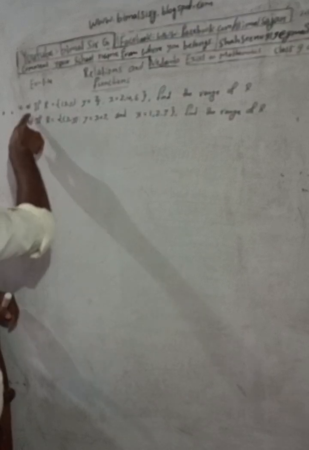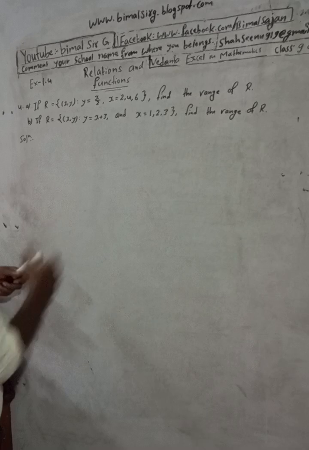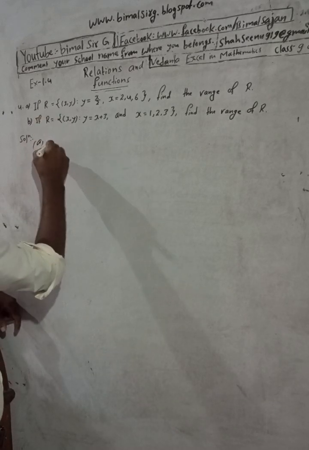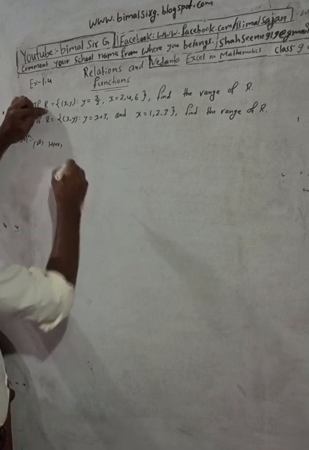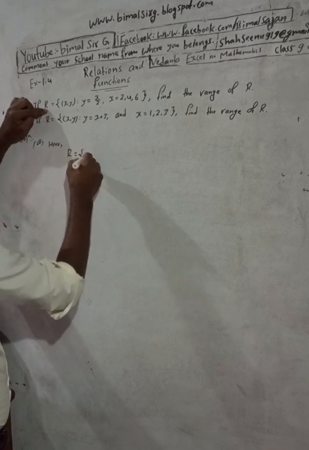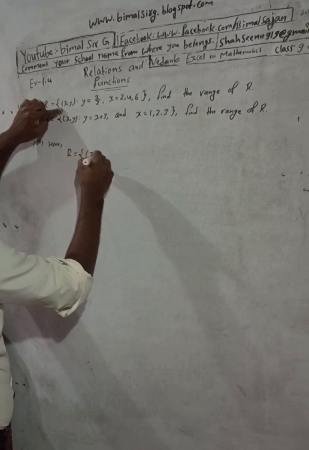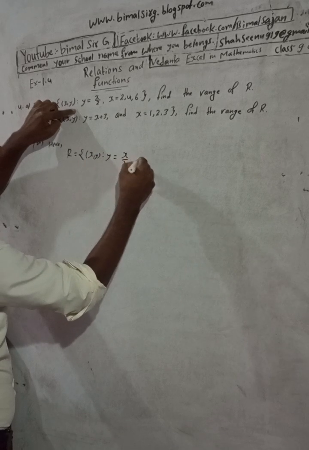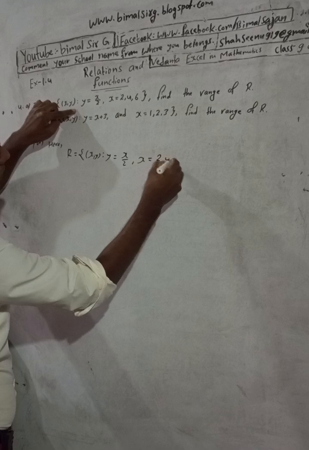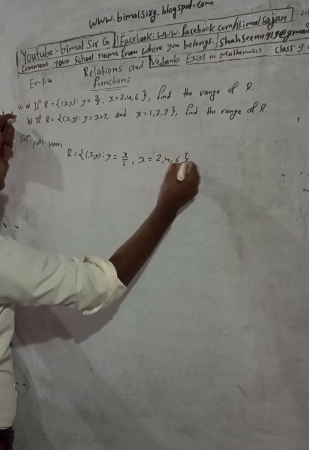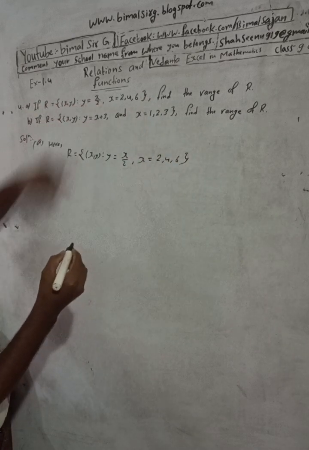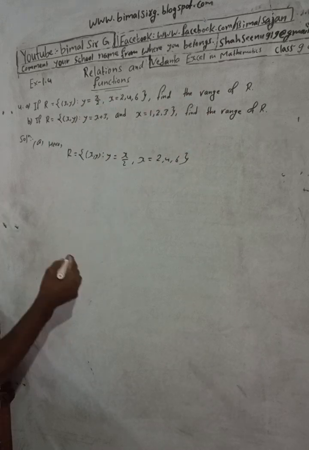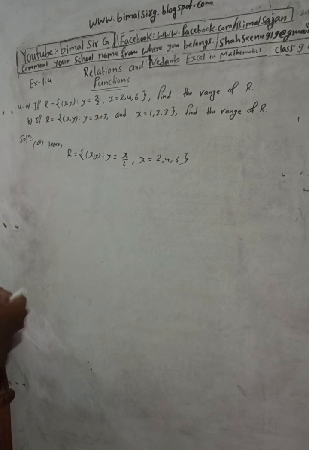Here is the question for a. Solution for a. Given R equals {(x, y) such that y equals x by 2, x equals 2, 4, 6}. This is the given relation.